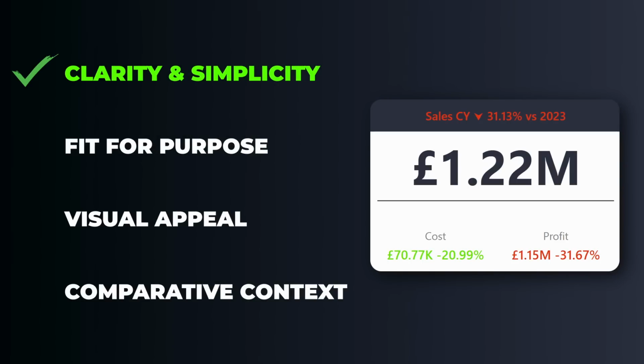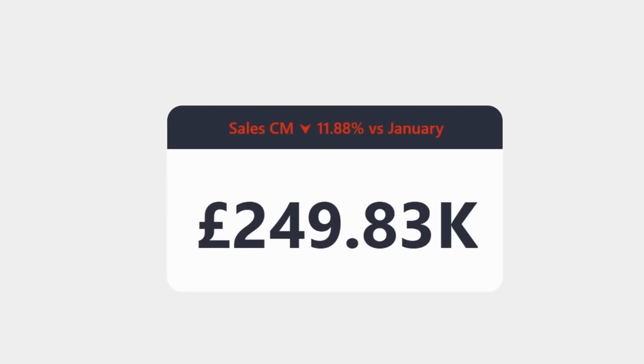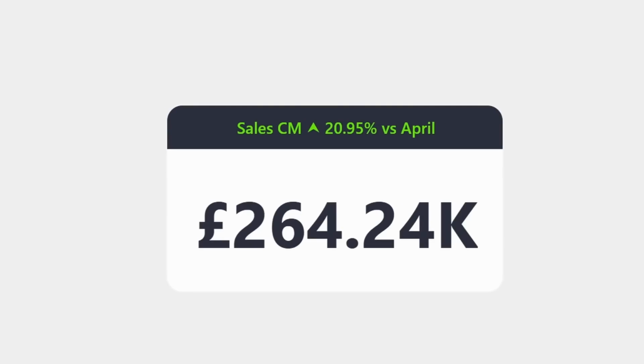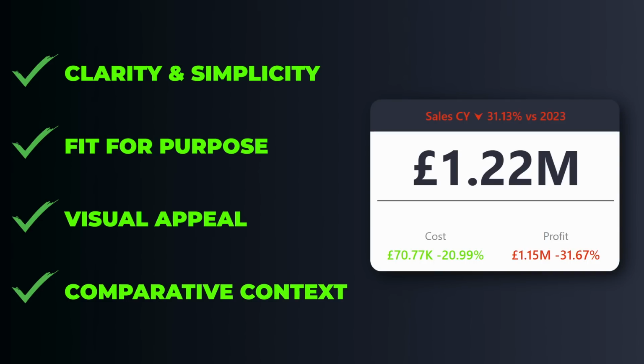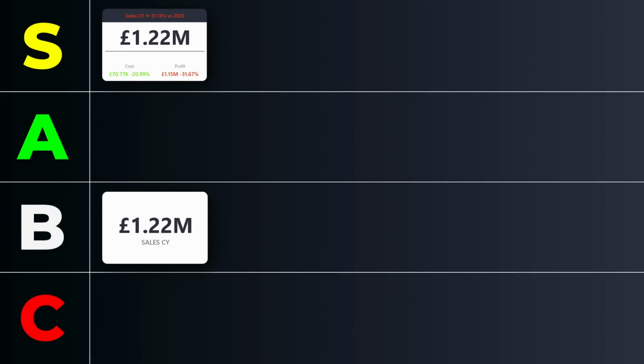Next, we have the new card. Same as the regular card, but on steroids. It is simple and clear, definitely fit for purpose, and it can have visual appeal. All you need to do is use conditional formatting and you are taking it to the next level. As for comparative context, well, use the reference labels and you can compare it with anything. For these reasons, the new card fits in the best category.